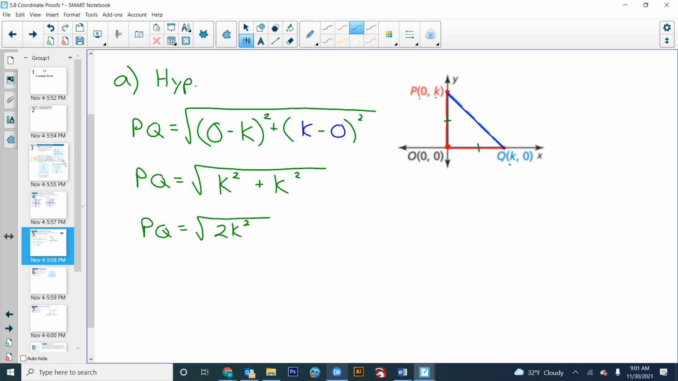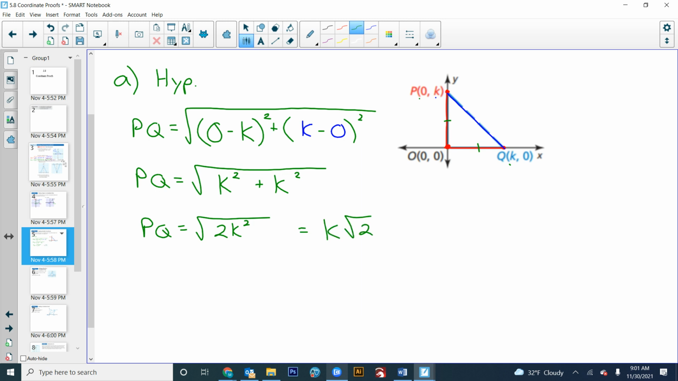Do you know how to simplify that radical? Anybody? This is tough. Is it square root of 2 times k? Yes, Tyler, nailed it. It's k times the square root of 2.